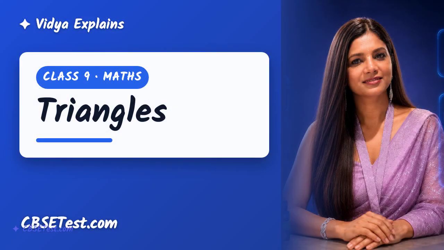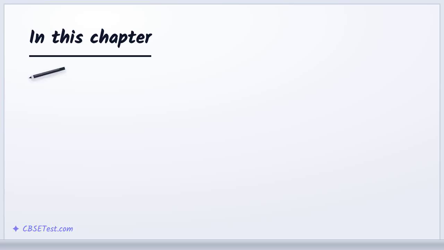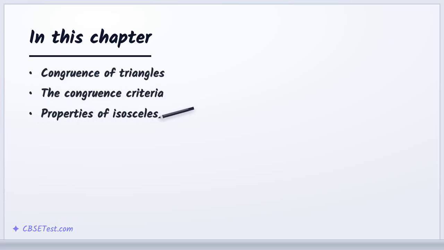Let's learn triangles together, step by step. Here we study when two triangles are congruent, that is, exactly the same shape and size. We'll learn the rules for proving congruence, properties of isosceles triangles, and some important inequalities.